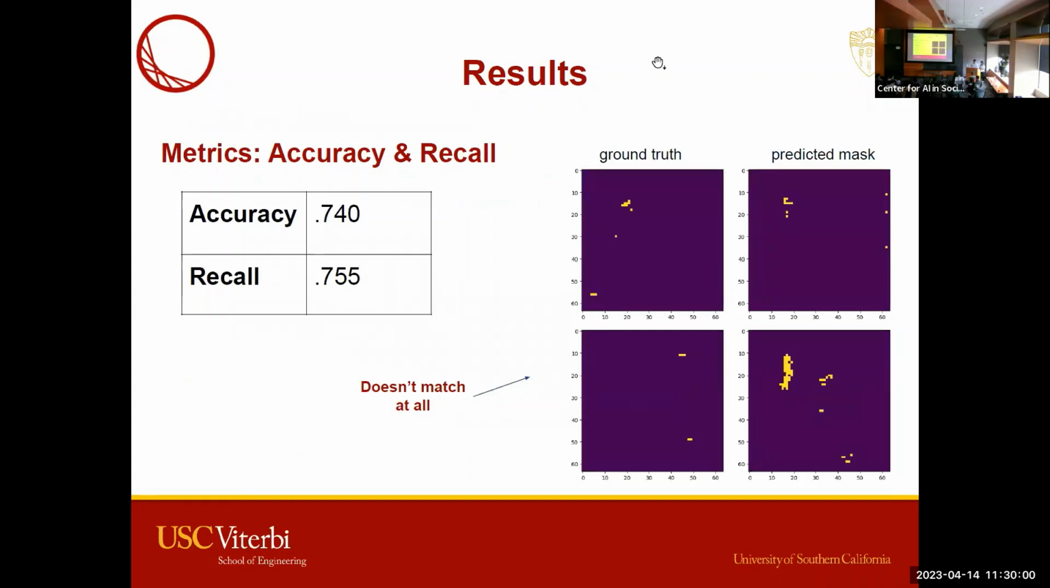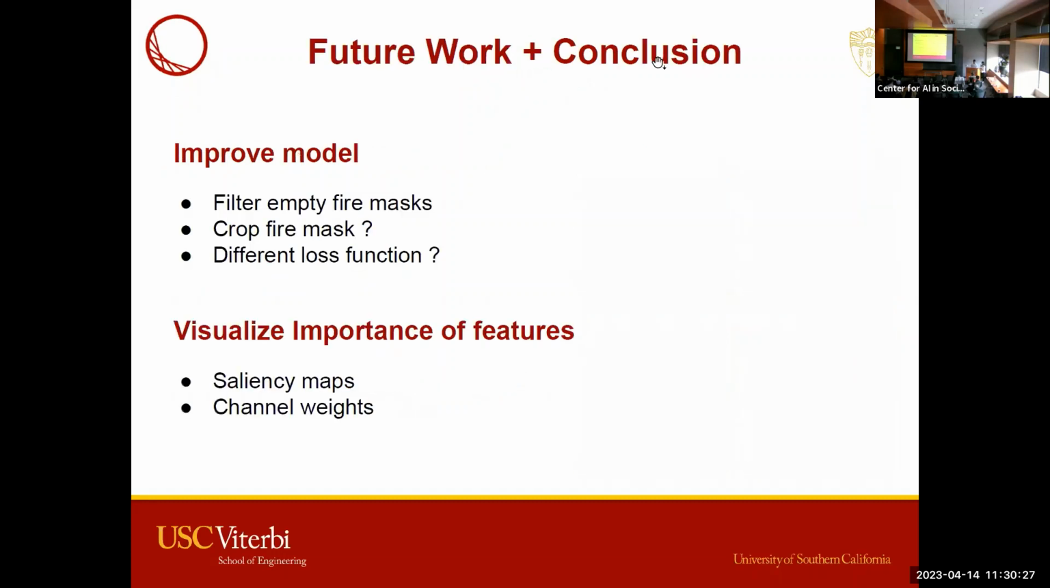So in terms of the results, we looked at the accuracy and recall since the classes were so imbalanced in terms of fire and no fire, and they both converged around 0.75. And when we actually look at what our model predicted, you can see with the ground truth and the predicted model, for some of them, it actually did match pretty closely. But for a lot of them, like on the bottom, you can see that it pretty much didn't match at all. So this leads us to how do we improve the model?